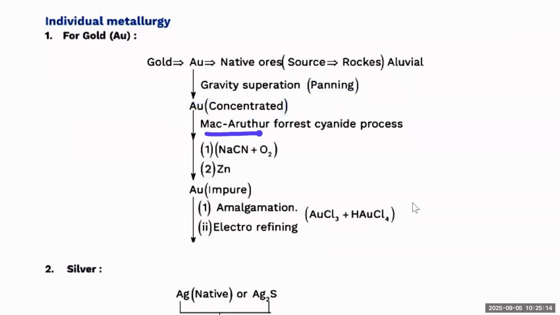Then we use the MacArthur Forrest cyanide process with NaCN, O2, and zinc. You'll get an impure form of gold. We can use amalgamation or we can use electro refining. Both will help in getting gold out.